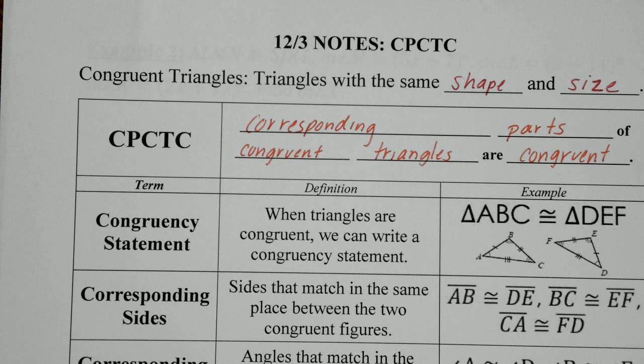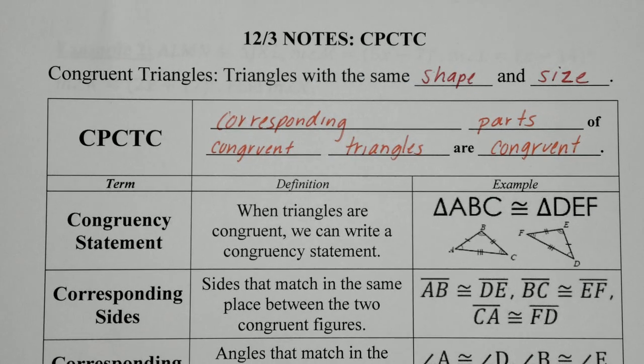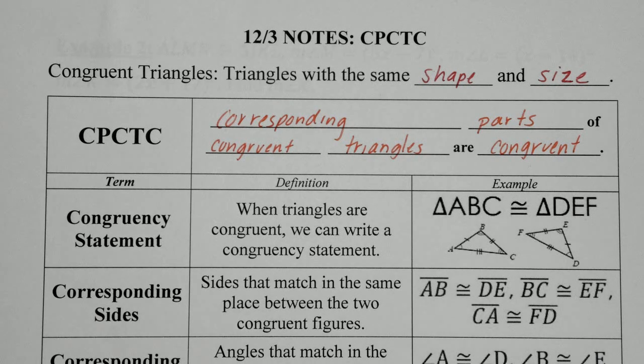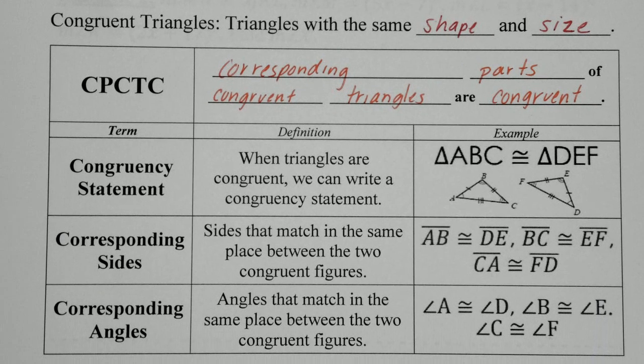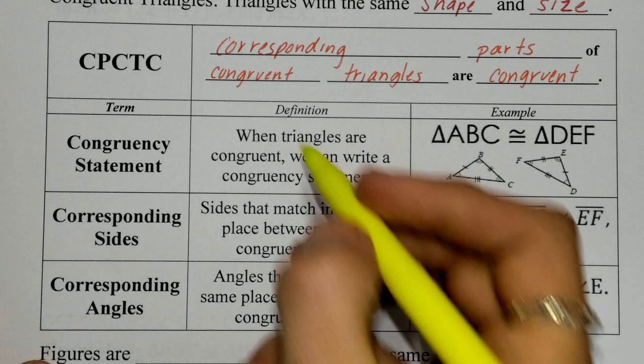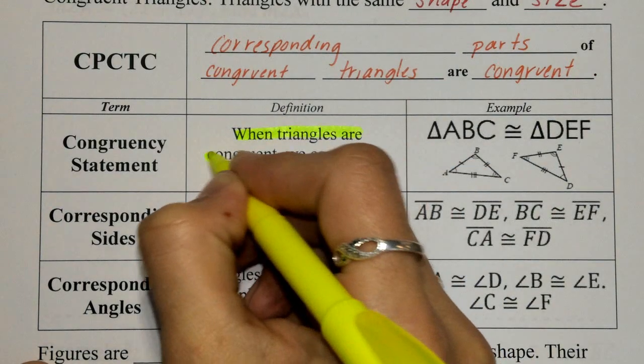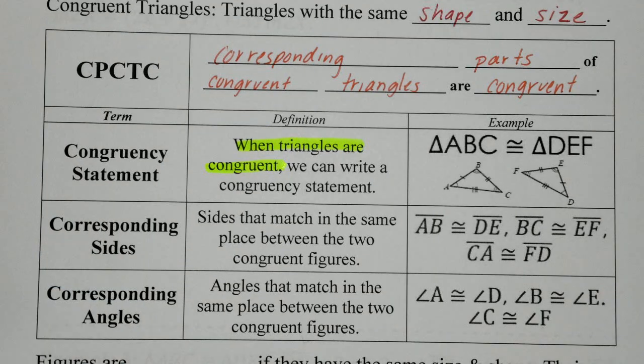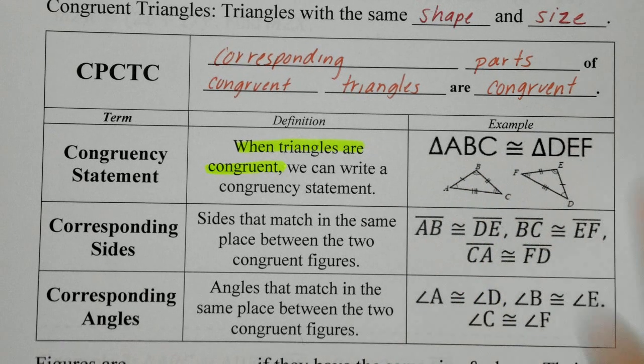And I know that I have drilled over and over again what the word corresponding means in my classes. We need to remember corresponding means matching. So the matching parts of triangles, if they're congruent, then all matching parts are going to be congruent as well. So we talk about a congruency statement. We've got to know what a congruency statement is. All this is, when triangles are congruent, we write a congruency statement saying triangle this is congruent to triangle that.